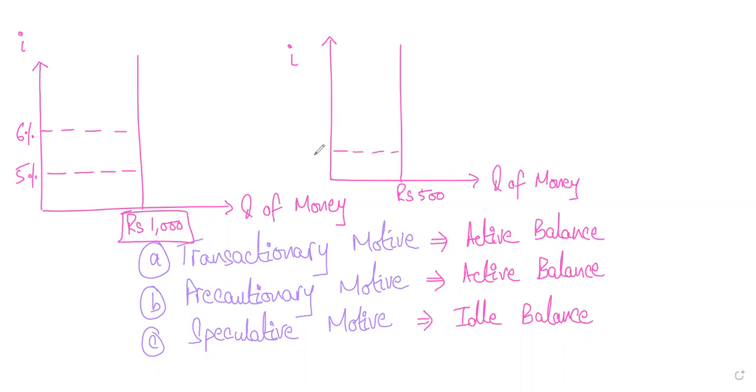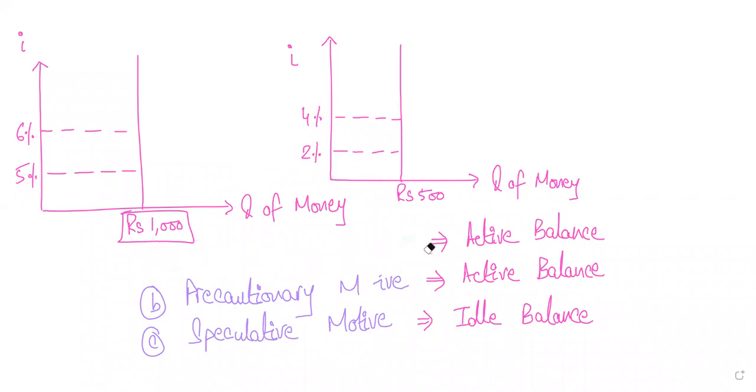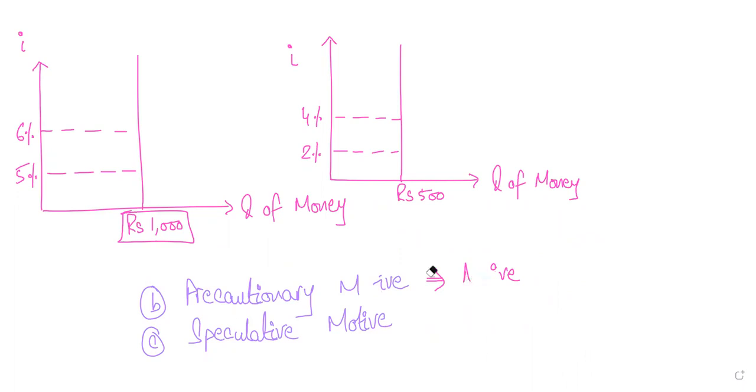When the interest rate is more, 2%, 4%, 6%, whatever it is, you will always hold this amount of cash or money, right? Then comes in the third and the last type, which is speculative motive. Now, the graph for speculative motive is quite different from the other two. Why so? Because demand for speculative motive is dependent on interest rates.